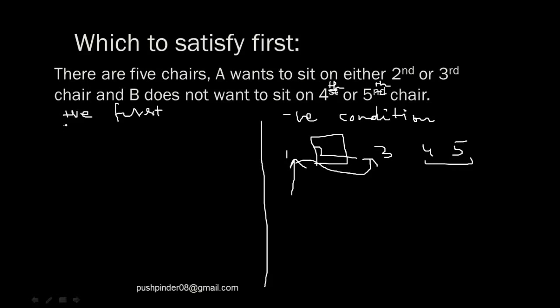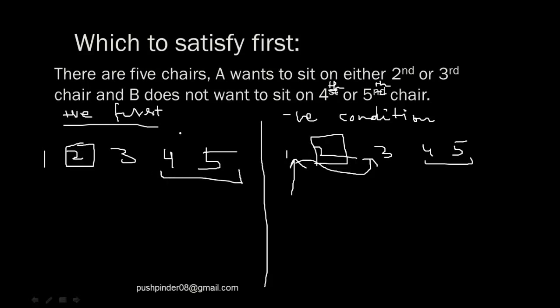So in this, if we satisfy the positive condition first, and then there are 5 chairs, boy A wants to sit on either second or third chair, so make him sit on any of these chairs. Okay, so we're making him sit on the second chair, right? And now B does not want to sit on fourth and fifth chair, which is fine. We won't allow him to sit on fourth and fifth chair, and he has other options to choose.